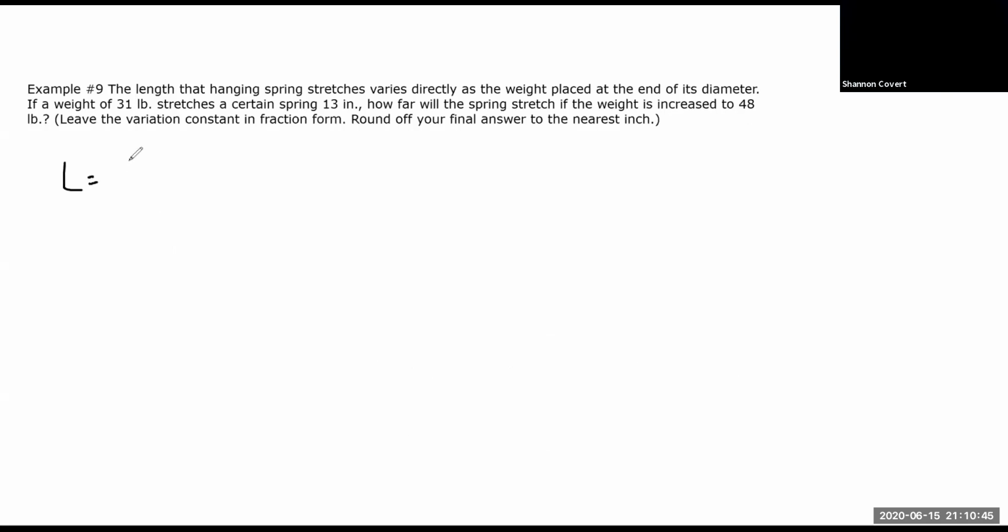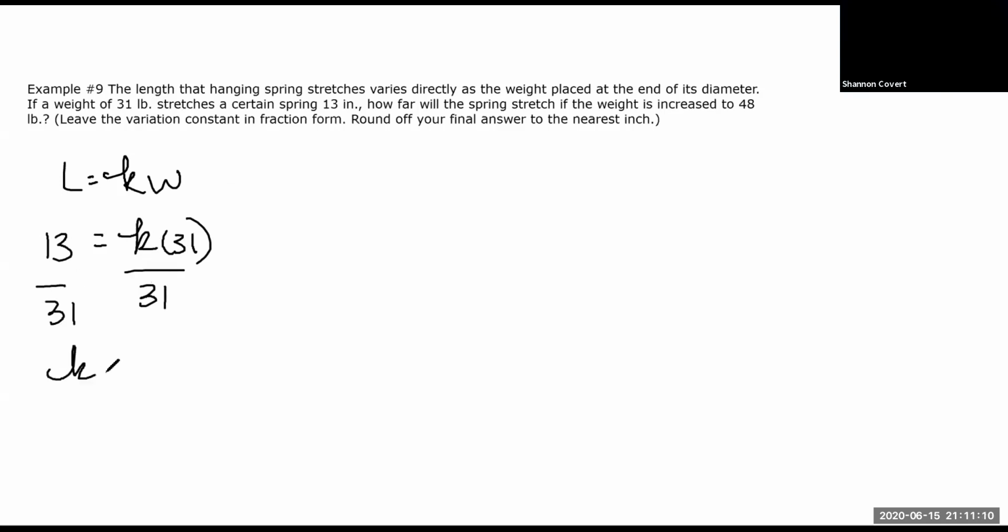Length that a hanging spring stretches varies directly as the weight placed at the end of it. L equals KW. If a 31-pound weight, so K times 31, stretches a certain spring 13 inches, so 13 goes where the L is, 13 equals K times 31. Divide both sides by 31. My constant of variation is 13 over 31. So my formula is length equals 13 over 31 times W.